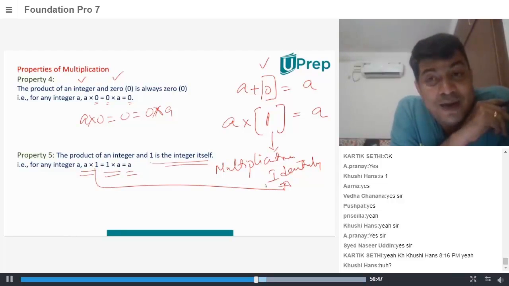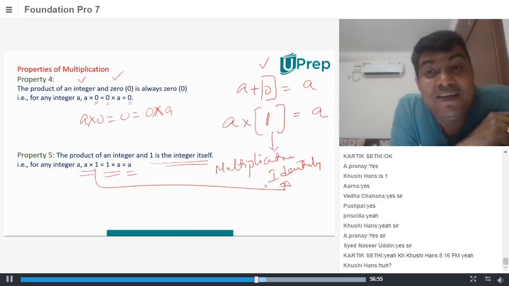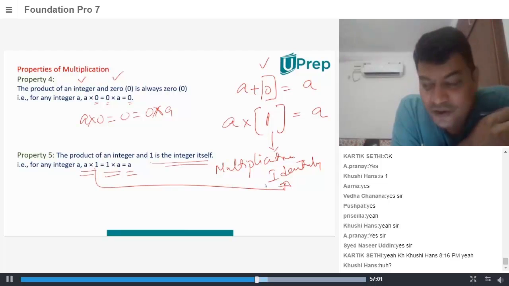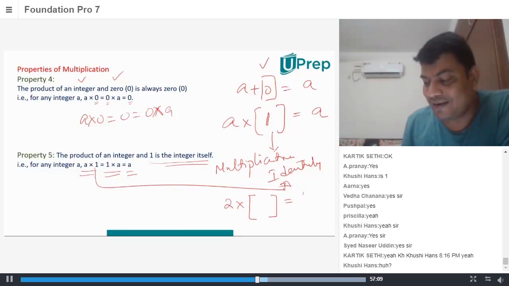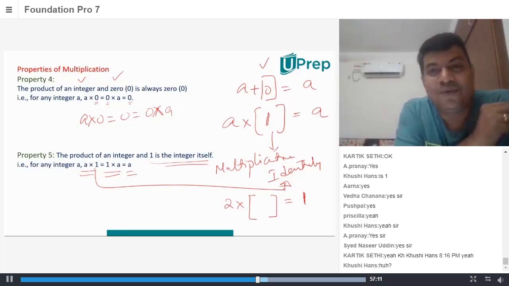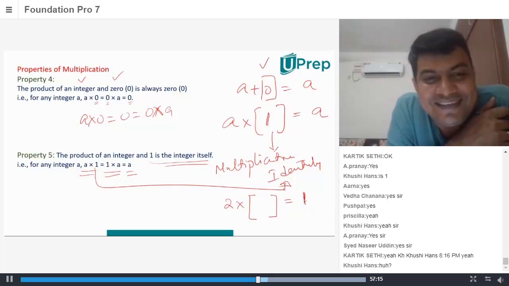So as you are learning multiplicative identity here, I also want to teach you what is called a multiplicative inverse. Actually, it's not learned here, but I can teach you now itself. Say, for example, you have an integer 2. What should you multiply 2 with to get 1?